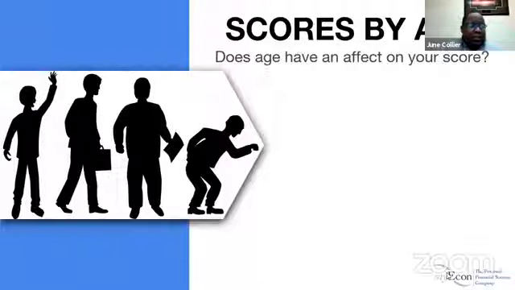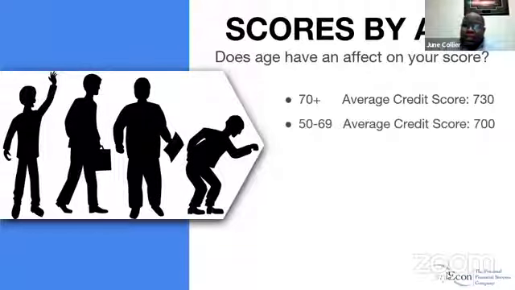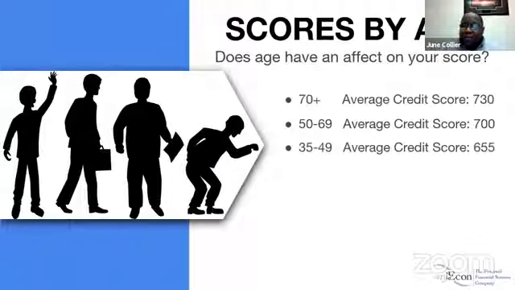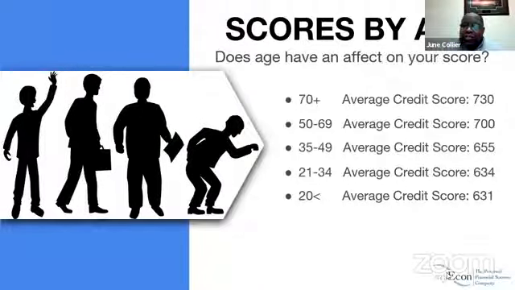And they want good credit. Now I'm going to talk about the score based on your age, because your age does have an effect on your score, at least that's what it appears when they started looking at the statistics. People that were 70 plus years of age had an average credit score of 730. People between the ages of 50 and 69, the average credit score was 700. People between 35 and 49, the average is 655. People between 21 and 34 have an average credit score of 634. And anyone 20 or under has an average credit score of 631.